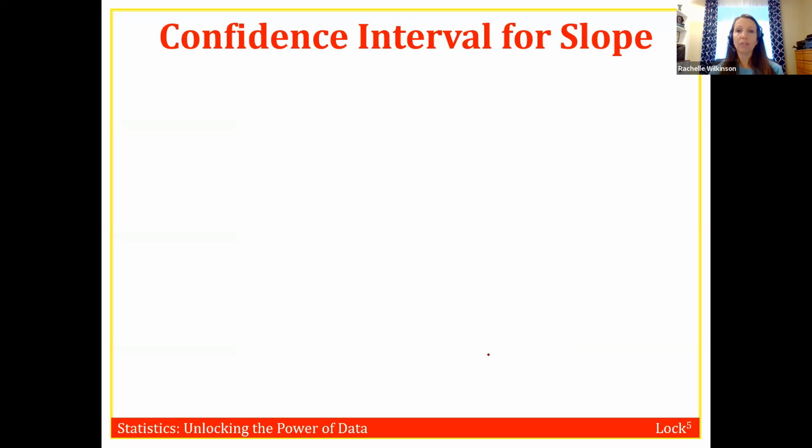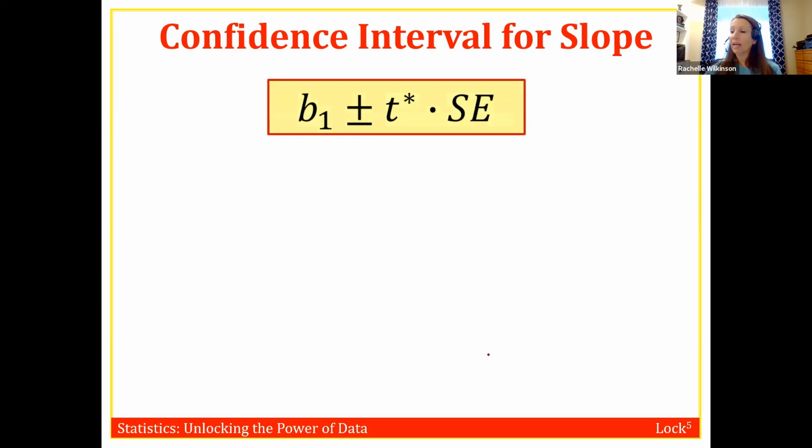Okay, so first we're going to talk about doing a confidence interval for the slope. Remember, slope is that rate of change. It tells us for every 1 unit increase in x, we can expect y to change by whatever the slope is. So now we want to do a confidence interval to see what are the plausible values for that rate of change, for that slope? And our confidence interval formula is going to look like this. So we're going to have B1, which is our sample slope, plus and minus a t star value times the standard error for the slope.